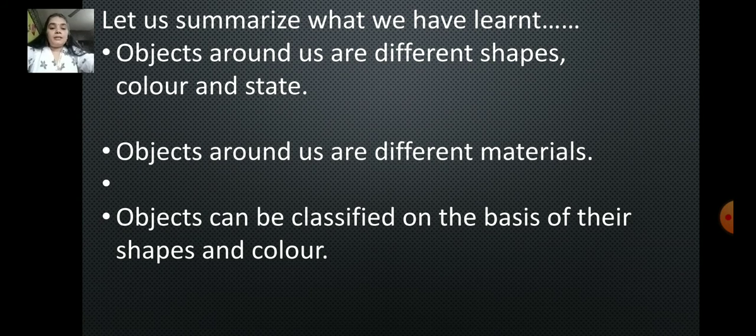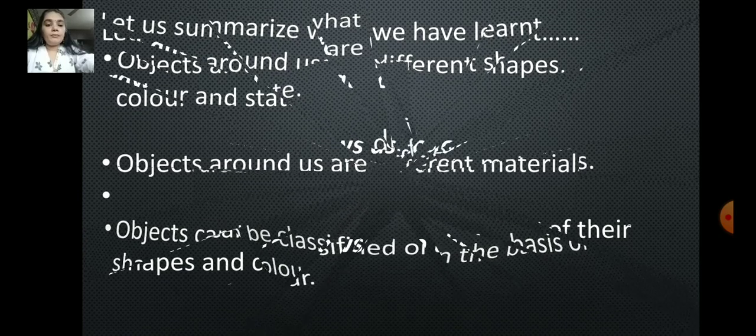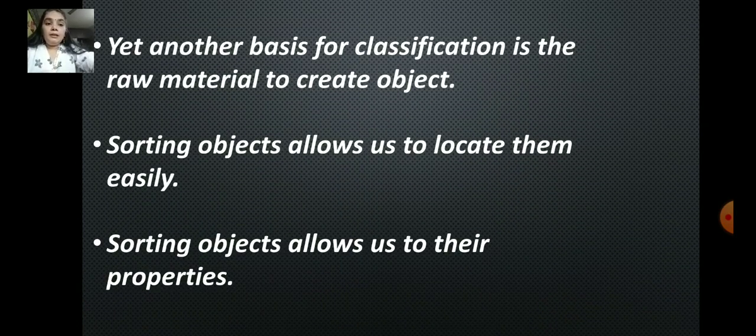Now let's summarize. So children, what we learned from the whole lesson is objects around us are in different shapes, colors and states, and different materials we can see around us. Objects can be classified on the basis of their shapes and color. Another basis for classification is the raw materials used to create objects. Sorting objects allows us to locate them easily. Sorting objects allows us to learn their properties.